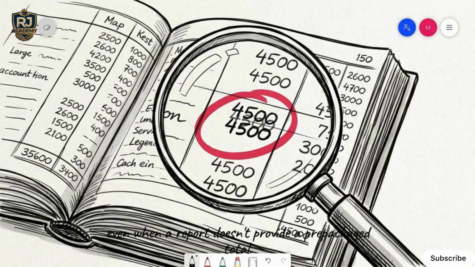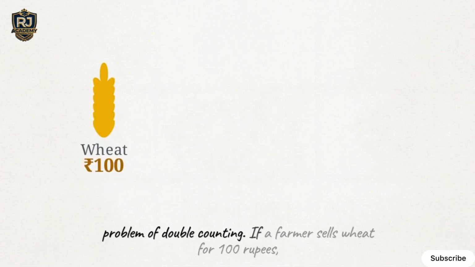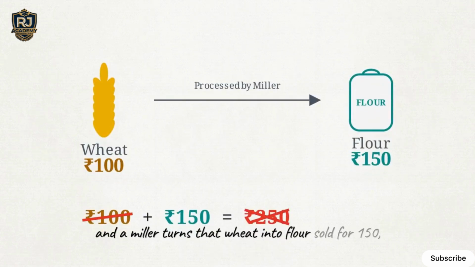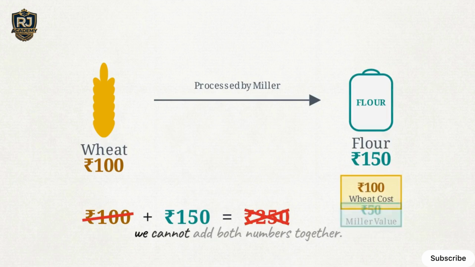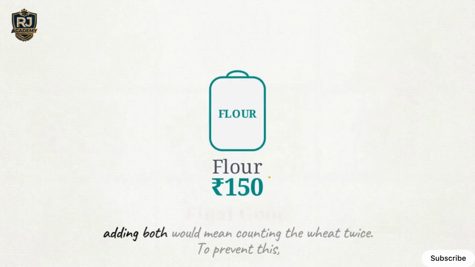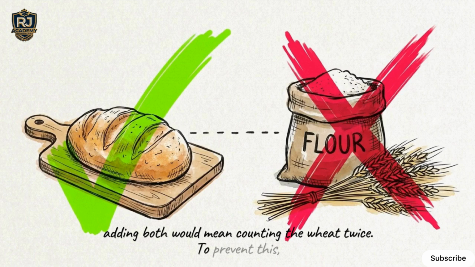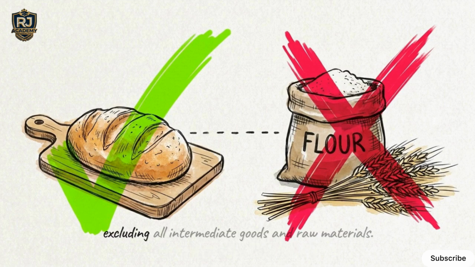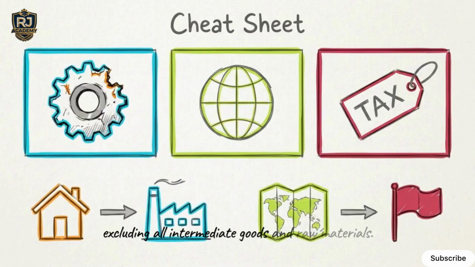Even with correct formulas, there is one logical error that can skew the results: the problem of double counting. If a farmer sells wheat for 100 rupees and a miller turns that wheat into flour sold for 150, we cannot add both numbers together. Since the 100 rupee cost of the wheat is already included in the price of the flour, adding both would mean counting the wheat twice. To prevent this, national income calculations only include the monetary value of final goods, excluding all intermediate goods and raw materials.